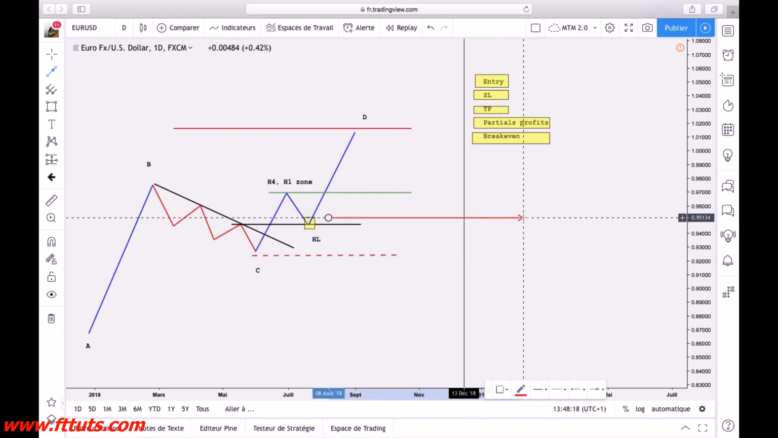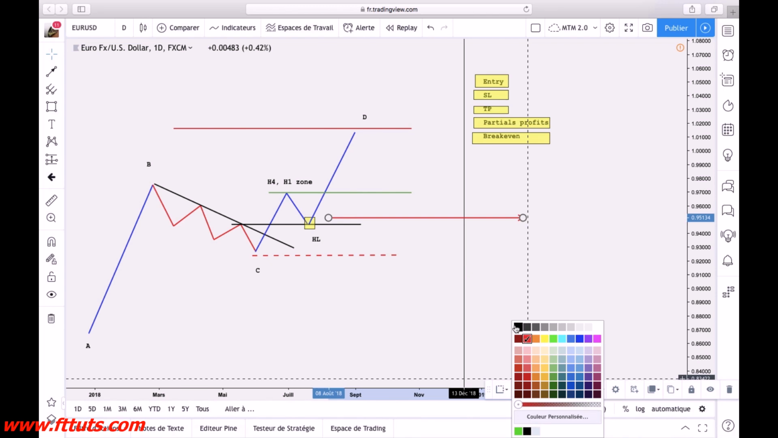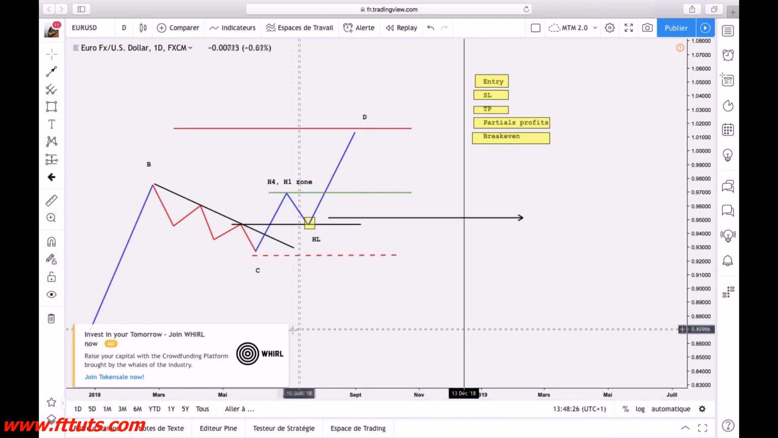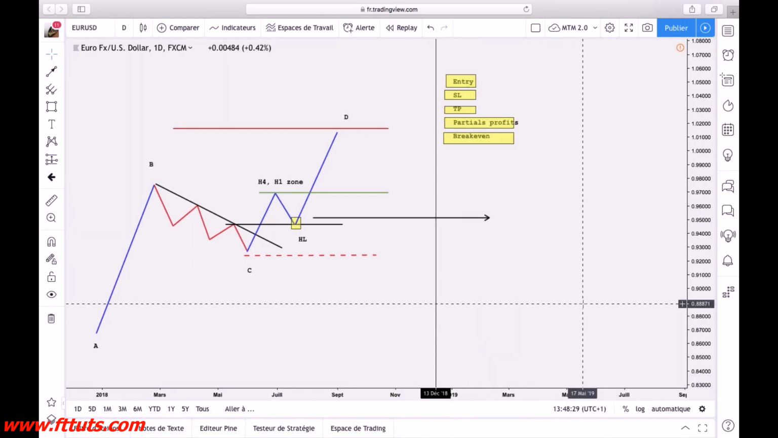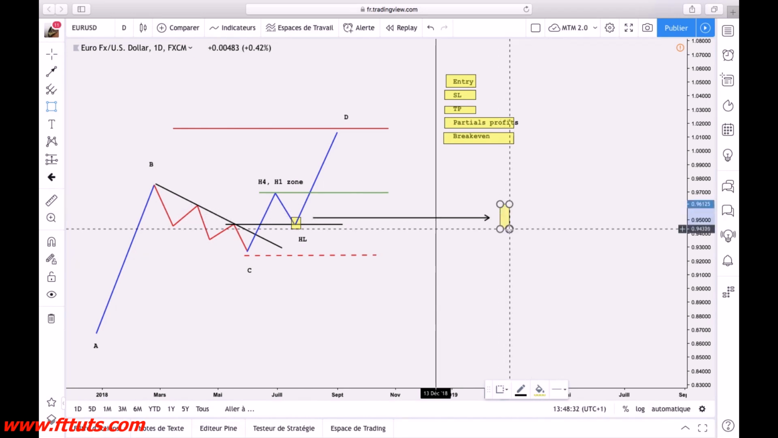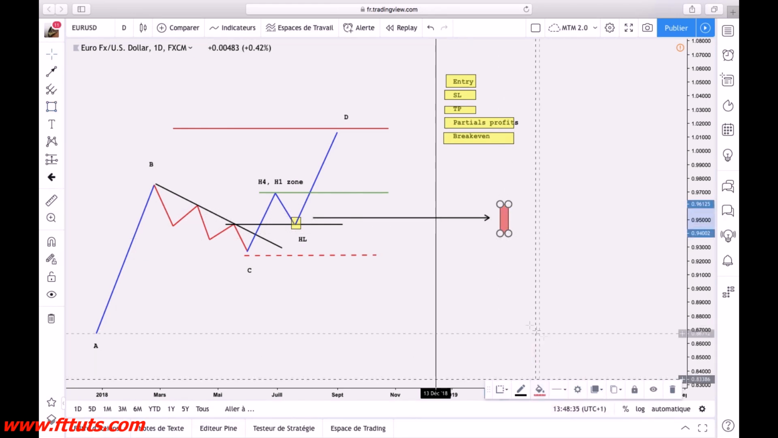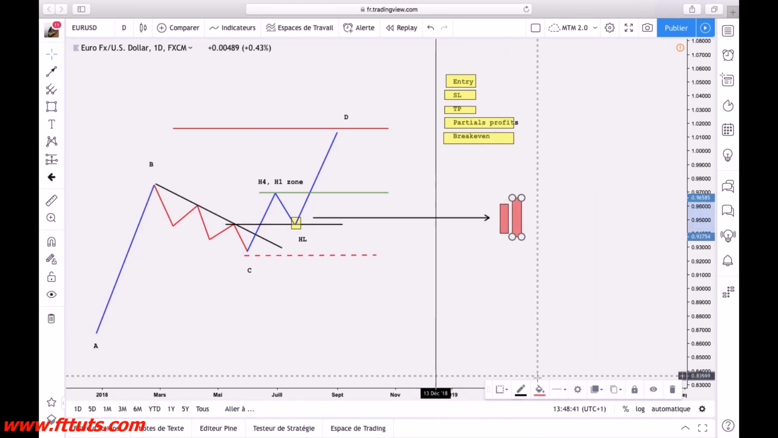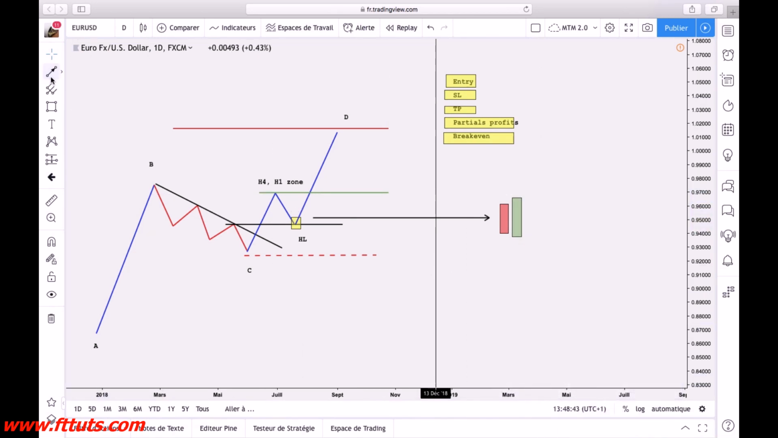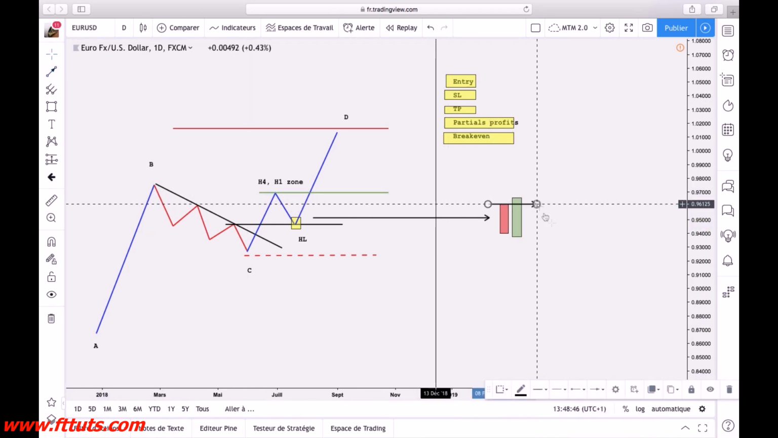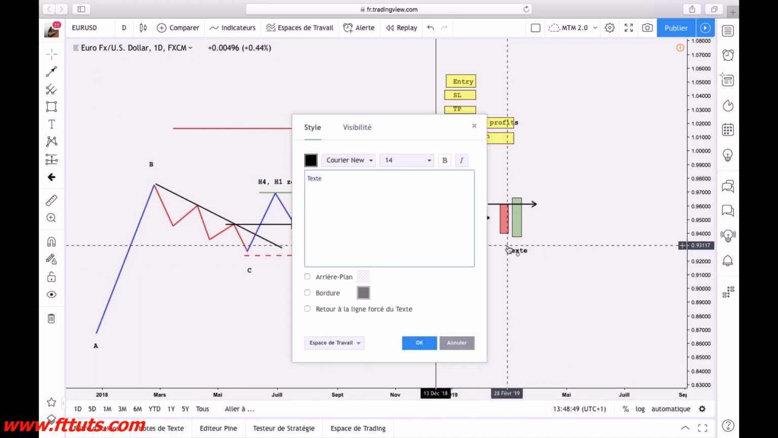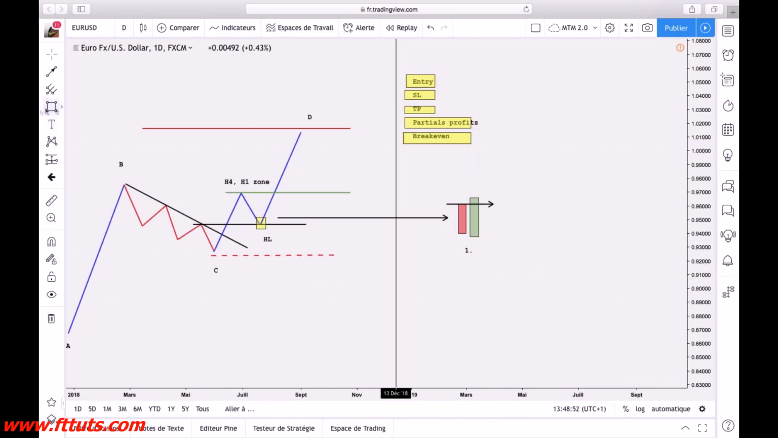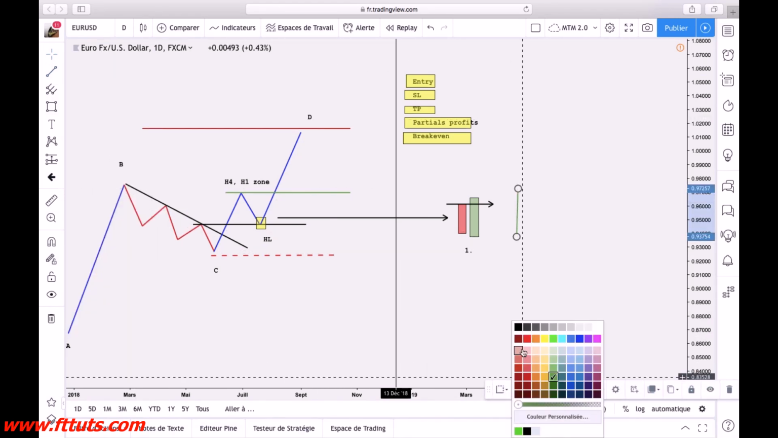The retest, but you will need to see one of the two candlestick patterns that I'm gonna show you. You have the choice. It can be a bullish engulfing in this case because you're gonna buy. That's the first possibility. Or it can be a pin bar because you're gonna buy.